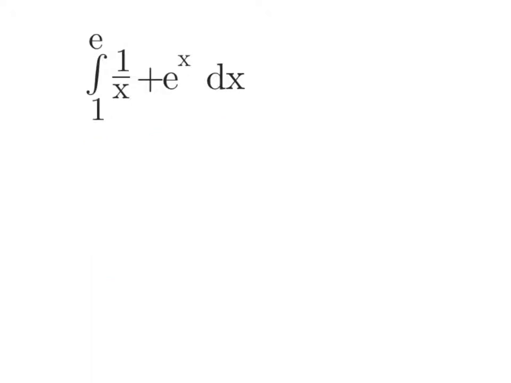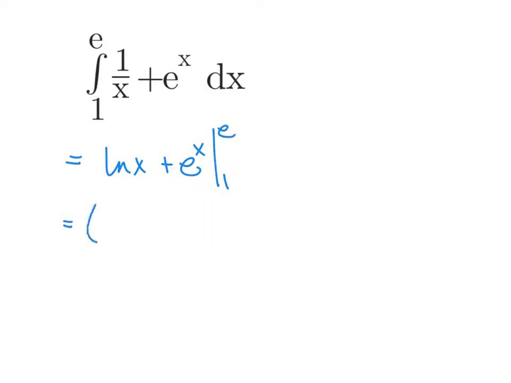And our last one, the integral from 1 to e of 1 over x plus e to the x dx. So we integrate 1 over x plus e to the x. The integral of 1 over x is natural log of x. The integral of e to the x is e to the x. And we'll evaluate this expression from 1 to e.